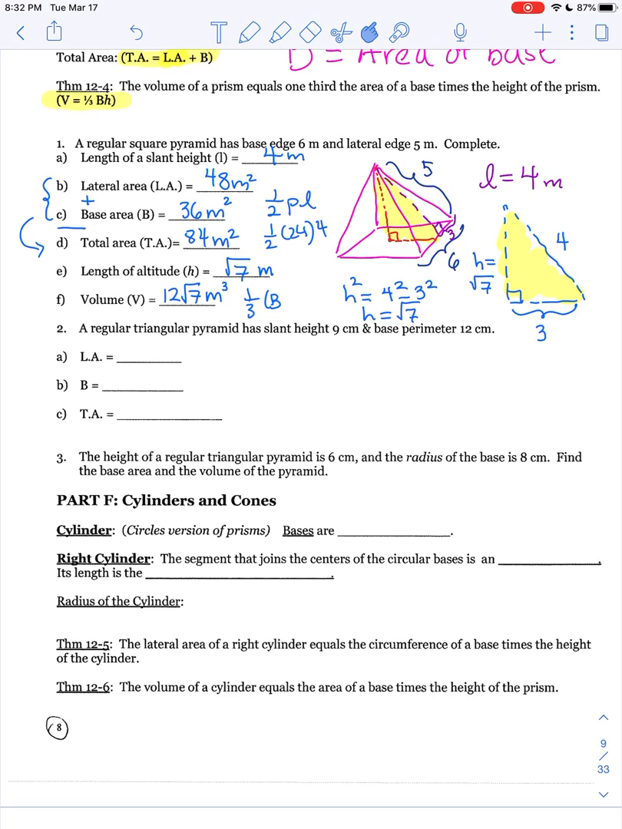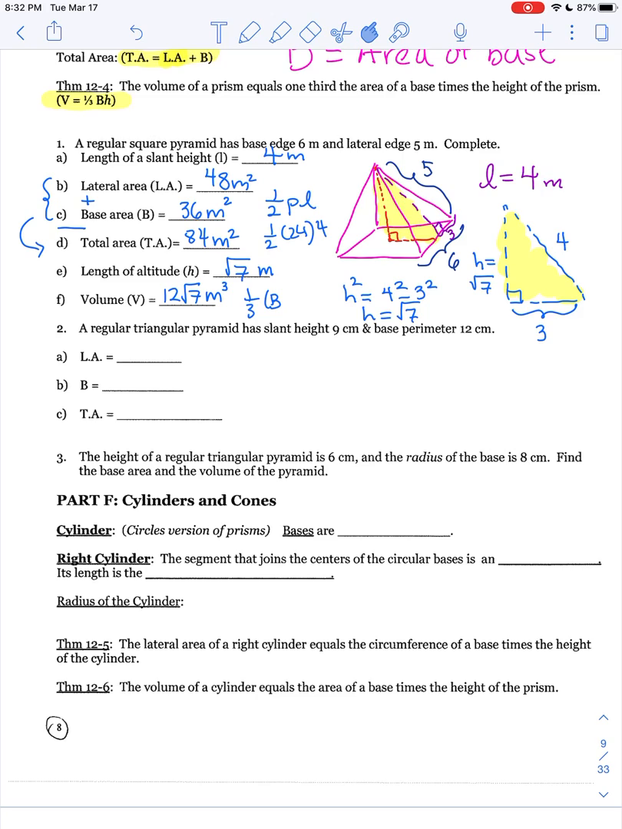But the question for this one is: the height of a regular triangular pyramid is 6. So keep in mind that the height, they don't say that that is the slant height, that's the one that goes straight down the middle. The radius of the base is 8. Find the base area and the volume of the pyramid.